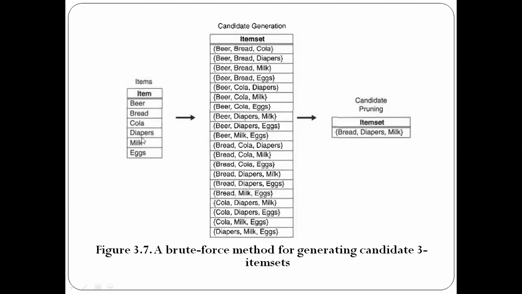By combining these items, that is beer, bread, and cola, we have generated the first candidate, and then beer, bread, and diapers, that is the second, beer, bread, and milk, and then third, beer, bread, and eggs. Like that, we have joined each and every item in order to find the candidates. So the number of candidates generated is very large here. That is the disadvantage of this brute force approach, because it will be considering each and every item set as the candidate item set.